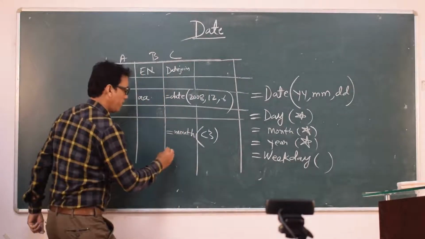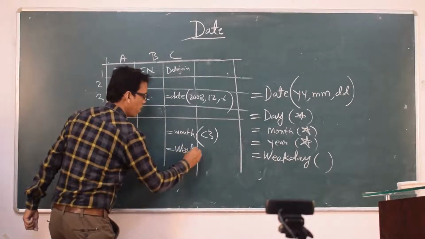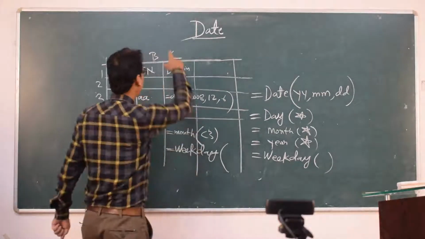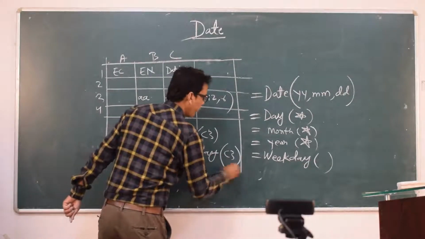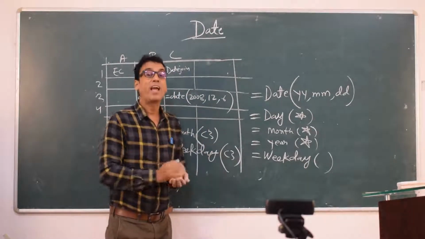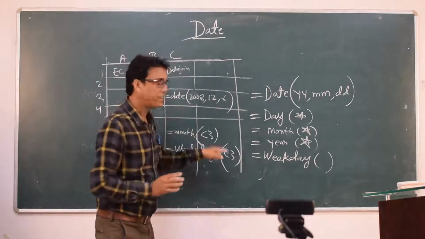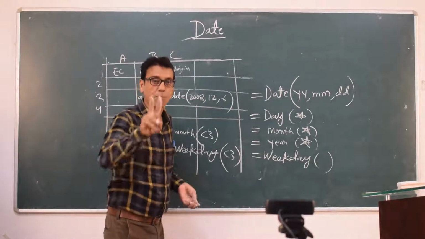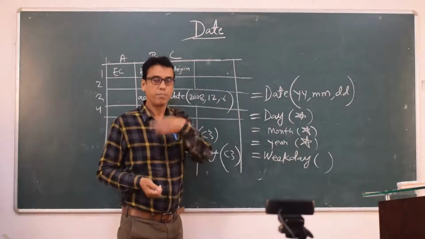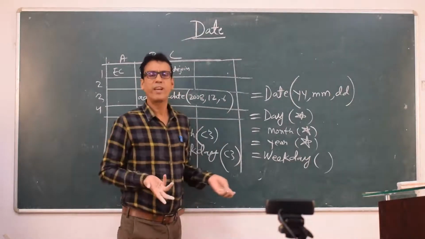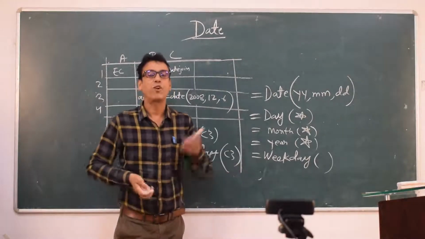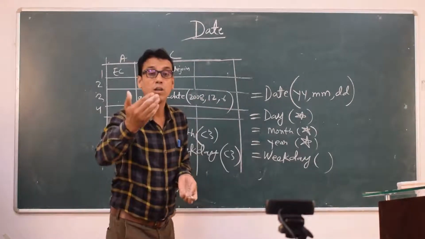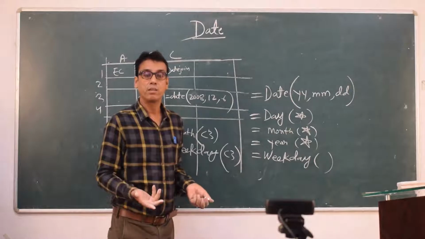Just what you do? You put here equals weekday, and refer to the date C3. Equals weekday and refer to C3. It will show you a number. Might be 1 represents Sunday, 2 represents Monday. Likewise, it will return a number. You can calculate: 15th August 1947 was the day of independence for our nation. What was the day of the week? What was the weekday? You can calculate.